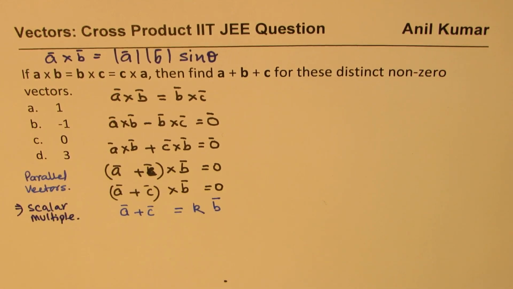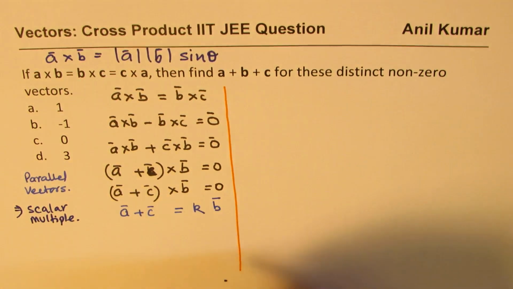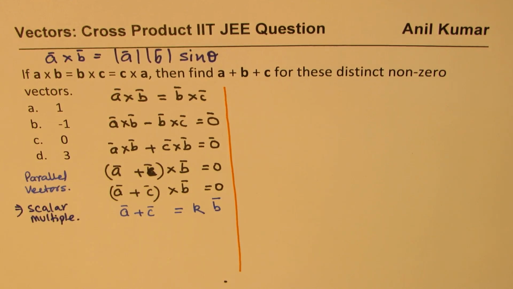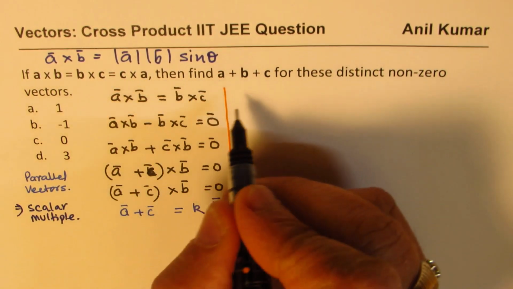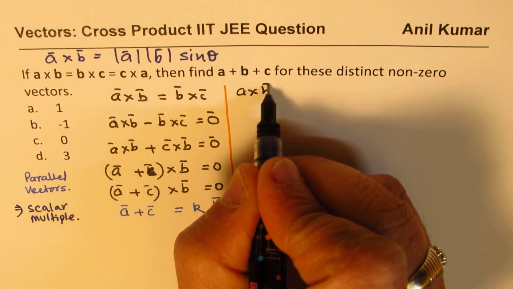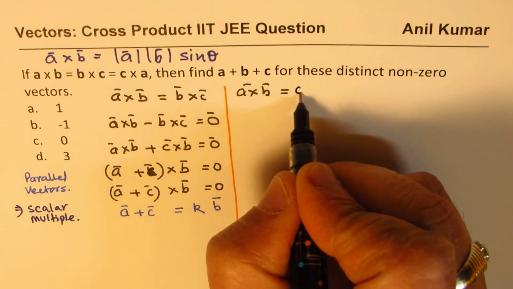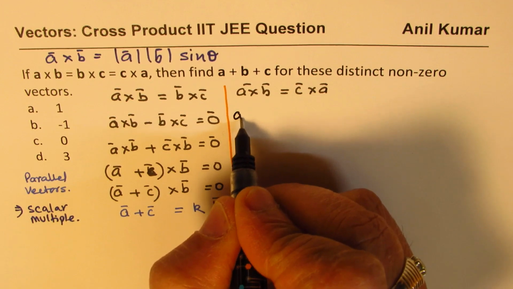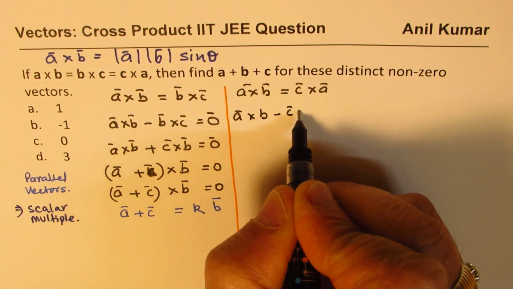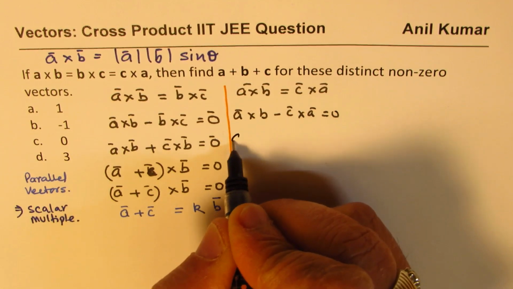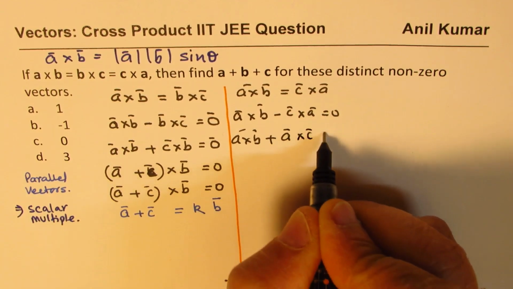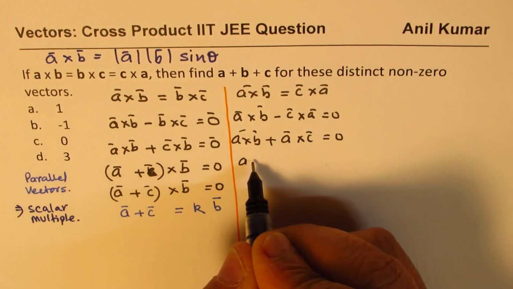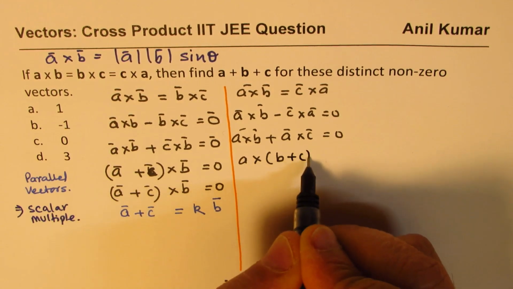Okay. So we could do the same thing with the other two sets of vectors. If I take, let us say, A cross B and C cross A, they're also the same, right? So A cross B is equal to C cross A. That means A cross B minus C cross A equals 0. So A cross B plus A cross C equals 0. That means A cross B plus C equals 0.